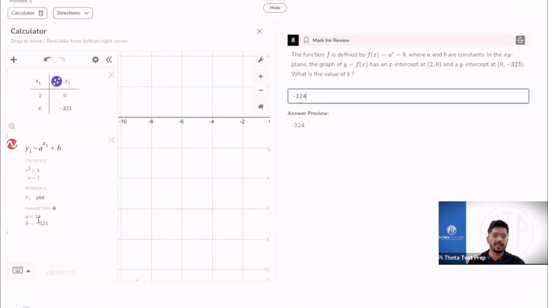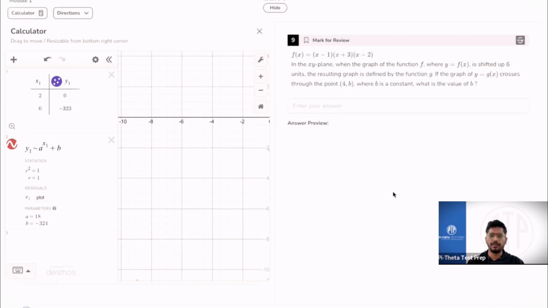Okay, it's written in the parameters down. If you see A is 18 and B is negative 324. So nothing to worry here. You need to understand if the number of unknowns matches with the number of knowns, right? There are two unknowns, we have two coordinates also. Two or more than two coordinates are sufficient to plot it on the regression. We can use the Desmos here.